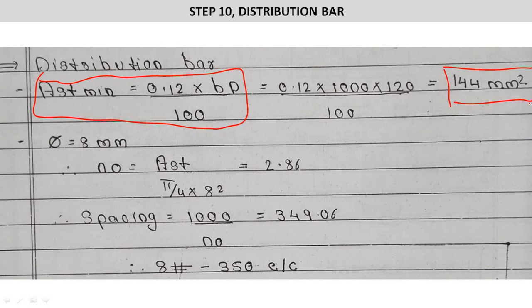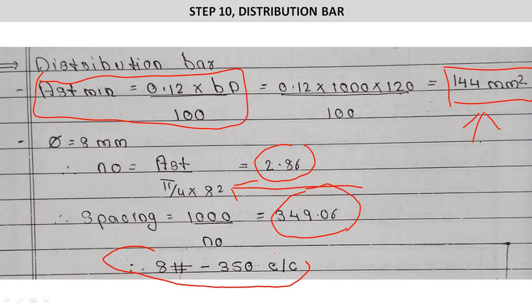So we will provide the lesser diameter, as small as possible, 8 mm diameter of bar. We will find how many bars are required per meter. So the number is equal to capital AST, which means AST minimum, which we have calculated over here, divided by small AST as area of steel. So we have found the number per meter as 2.86. Now we will find the spacing. The spacing is equal to 1000 upon number. So we have found the spacing as 349.06. So we have placed the distribution bar as 8 diameter, 350 center to center.